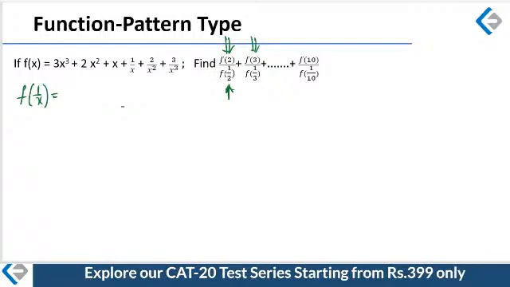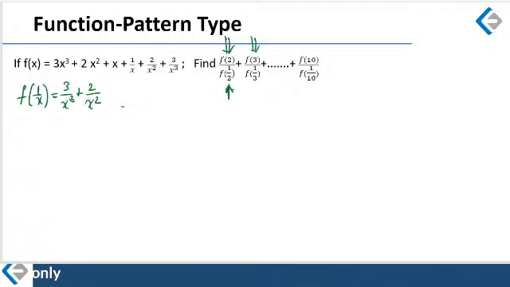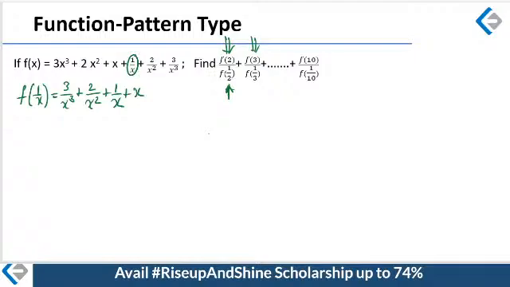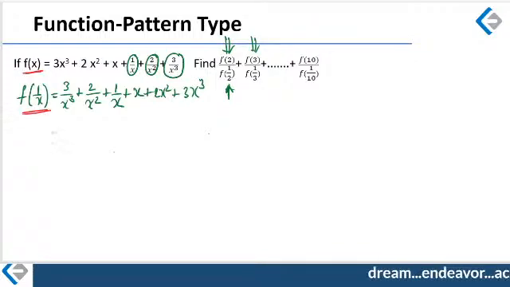If I write this as f of 1 by x, what does this become, friends? This becomes 3 divided by x cube, 3 by x cube. Then this becomes 2 by x square, because in place of x you are writing 1 by x. So this becomes 1 by x. What about the next one? The next one becomes x, because this is 1 by x, the reciprocal of that. It's a reciprocal function. What about the next one here? This becomes 2x square. What about this? This becomes 3x cube. My point here is, if you observe both of them carefully, f of x and f of 1 by x, both are equal.